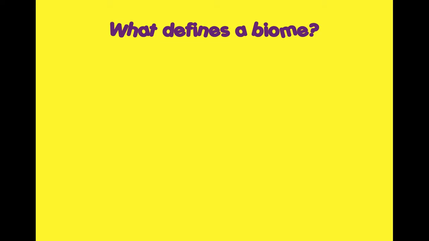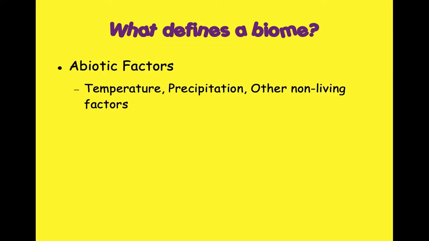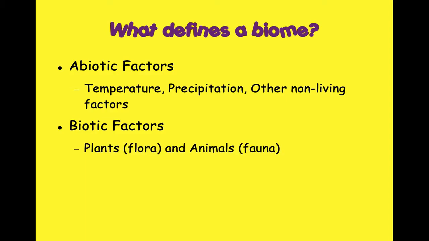So, what defines a biome? Well, as you remember from yesterday, we have abiotic factors. These are the temperature, precipitation, and other non-living factors. And then you have the biotic factors, which are the plants and the animals. So let's talk about each of these biomes then.